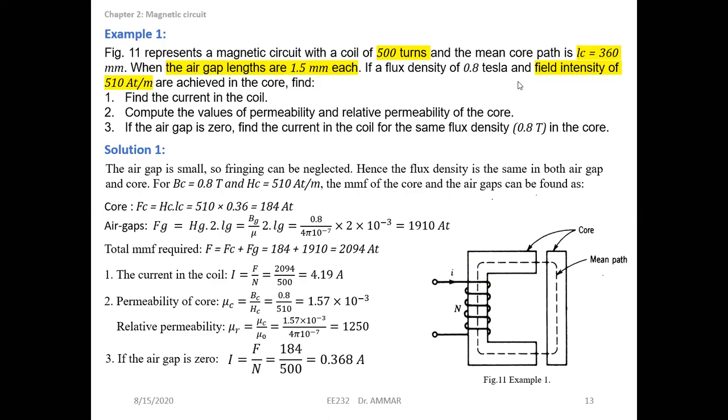In the recitation, inshallah, we're going to see some cases when we have parallel branches. Of course, the flux will be divided, and we will have different fluxes in those pieces of the core. But here it is considered a series circuit. The flux is the same. So if the cross section is the same, the flux density would be the same.